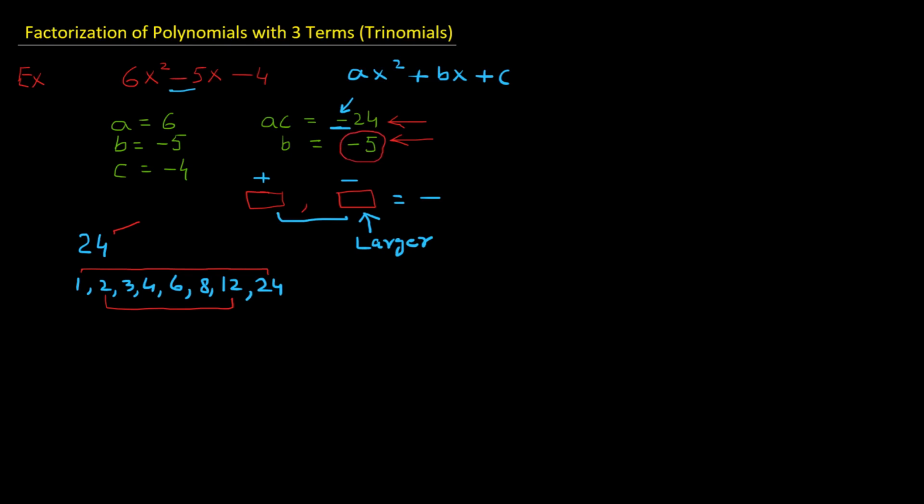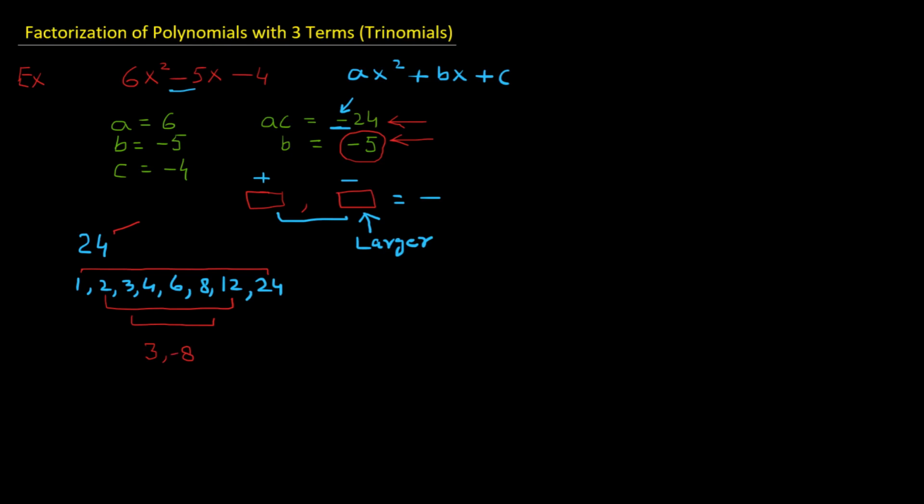So now the next pair is 3 multiplied by 8. If we multiply 3 and 8, we get 24. And if we add 3 and 8, we can get 5 because both will have different signs, and the sign of the larger number will be negative. So we got our numbers. The numbers are 3 and 8. So these are our magic numbers. And the larger has the negative sign because we have already checked this.